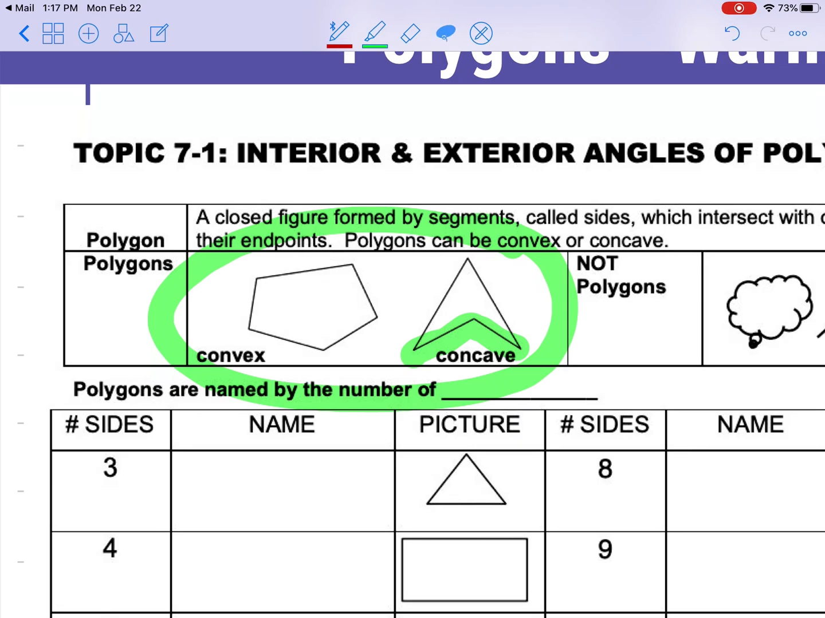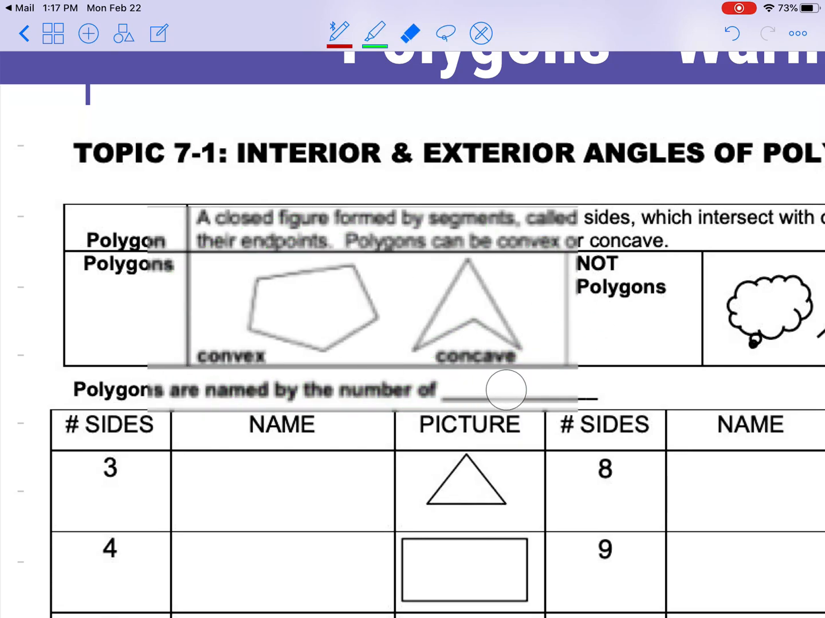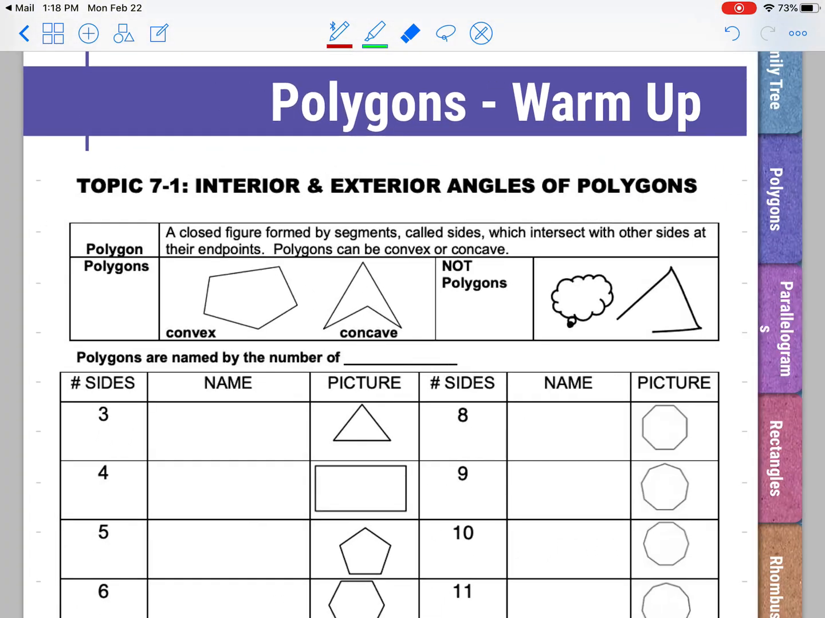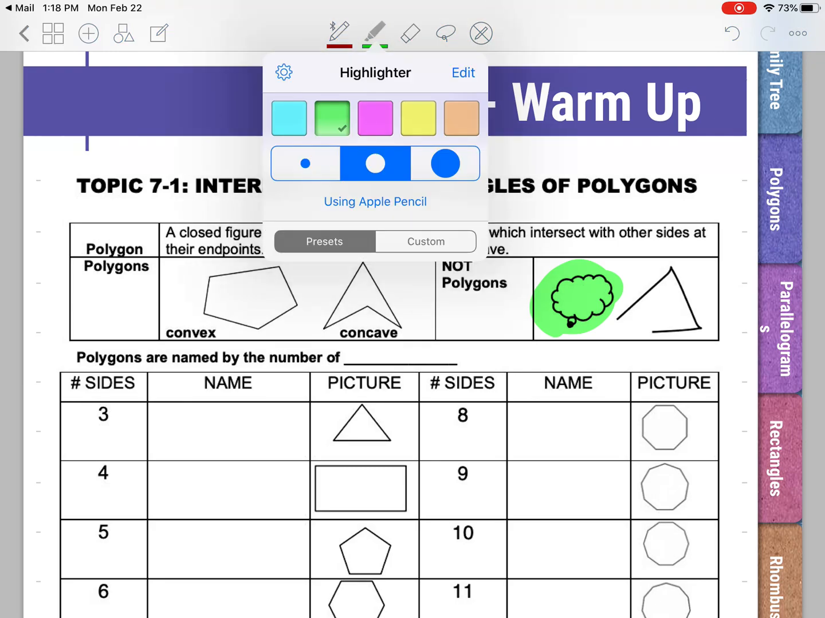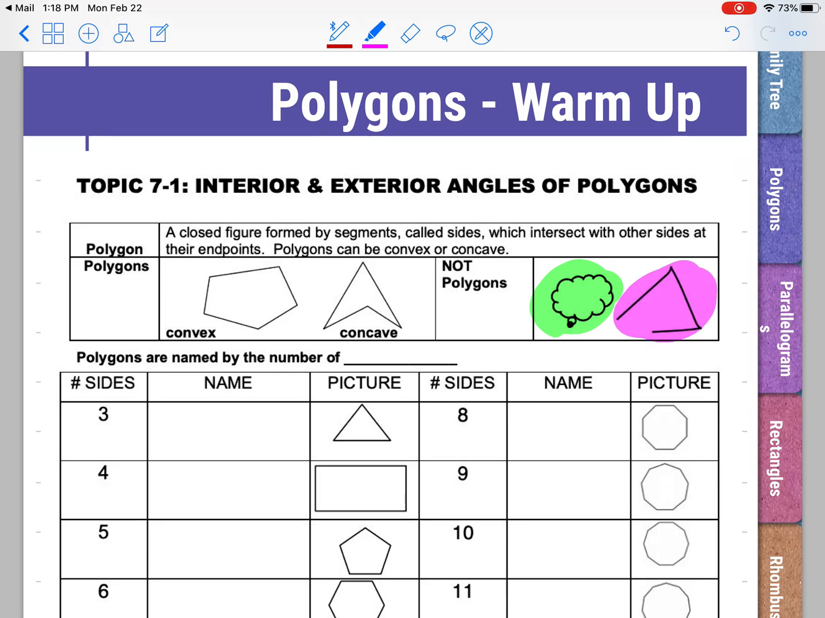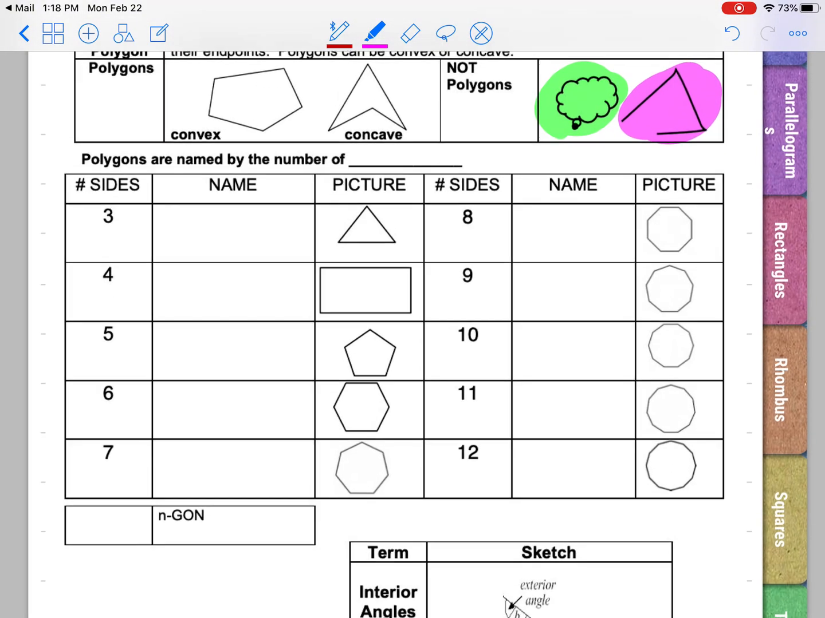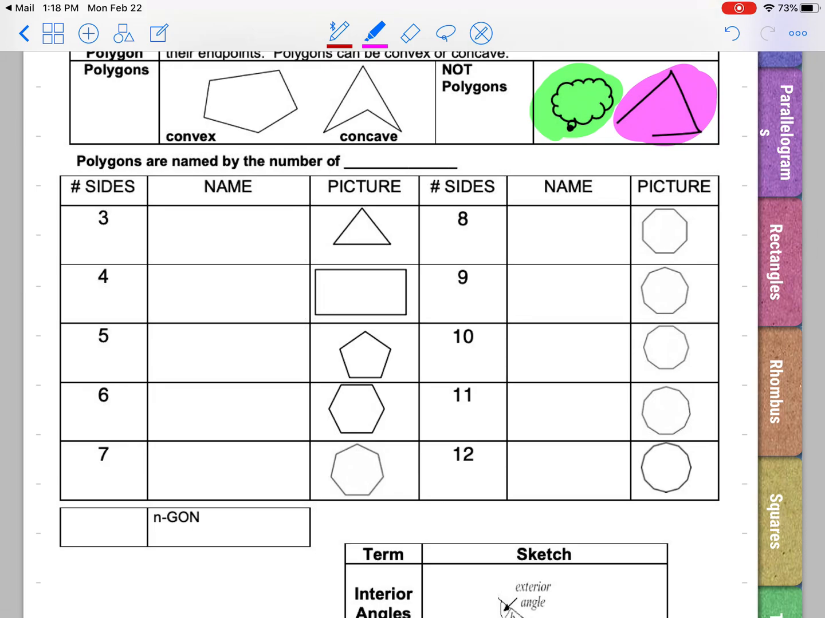And so here are some examples of polygons and some that are not polygons. We can see our convex and concave examples, and then we can see the two that are not. This one right here in green is not because we have those curved surfaces. And this one right here in pink is not because it's not closed. So to be a polygon, it has to be closed, has to have straight sides, and it has to have at least 3 sides. So let's talk about these that we looked at in our warm-up today.